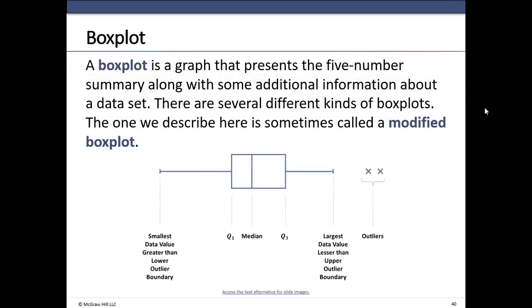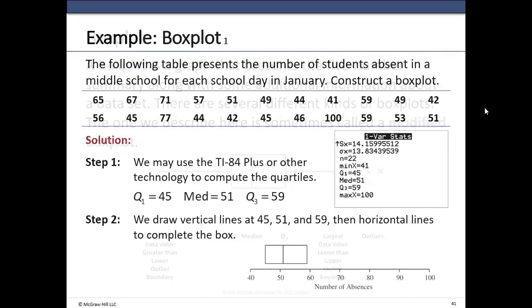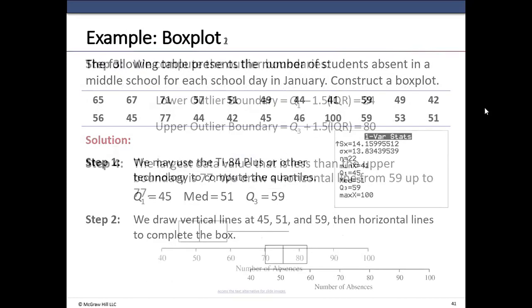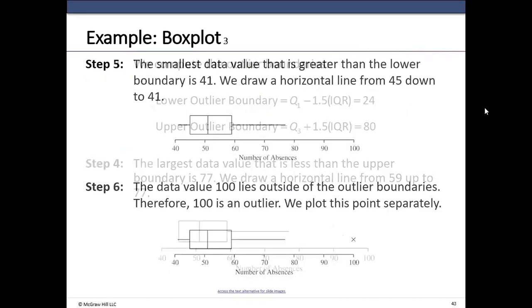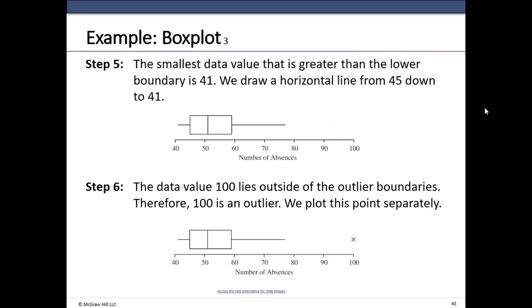Box plot is a graph, a 5 number summary, along with some additional information. There are several different kinds of box plot. The one we describe is sometimes called a modified box plot. So it has identified 100 as the outlier.